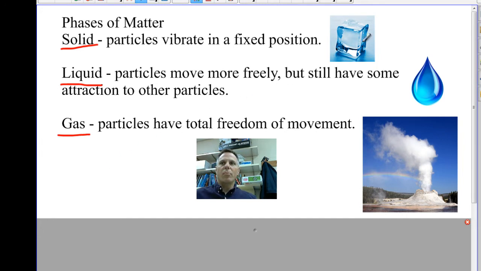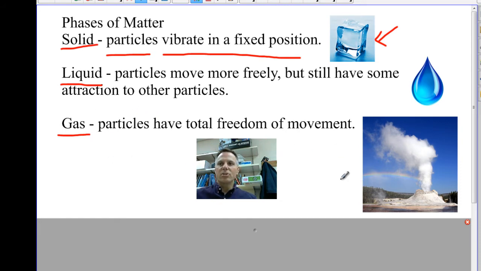In our first example, I'm going to use ice to represent the solid phase. And in the solid phase, the particles, or the H2O molecules, are locked into a tight position, but they'll kind of jiggle or vibrate around. Now, when water goes into the liquid state, the particles are able to move more freely. They're able to flow over each other, but they're not able to escape from each other. And so they're able to move more freely, but have some attraction to each other.